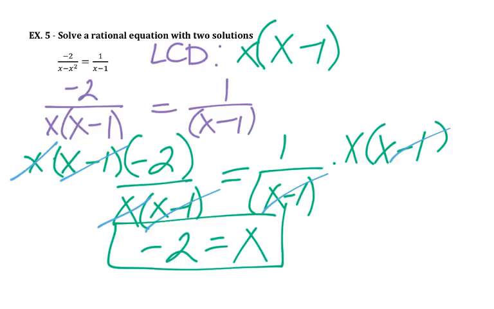Sometimes the LCD method is longer, sometimes it's shorter. Okay, so let's see what would have happened if we had done cross multiplication.